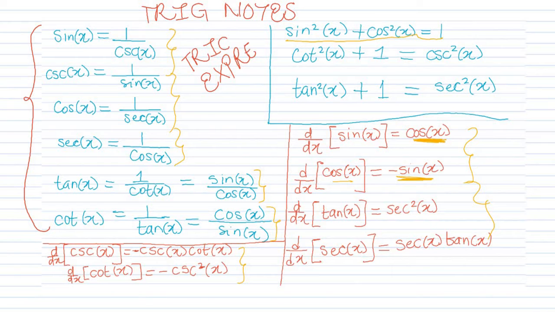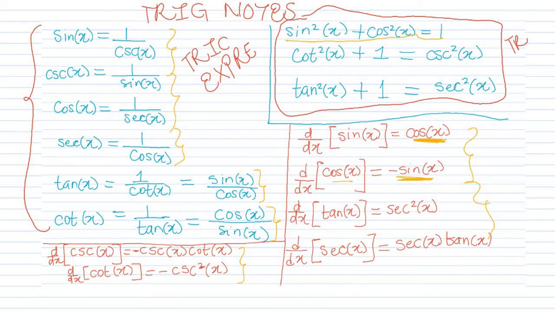Then all this information that I'm boxing in red, sine square x plus cosine square x equals 1, and tan square x plus 1 equals secant square x, cotangent square x plus 1 equals cosecant square x, all of this is called trig identities. And then the last thing that you should see is anything that you have in this page that is written in red pen is what you would call trig derivatives.